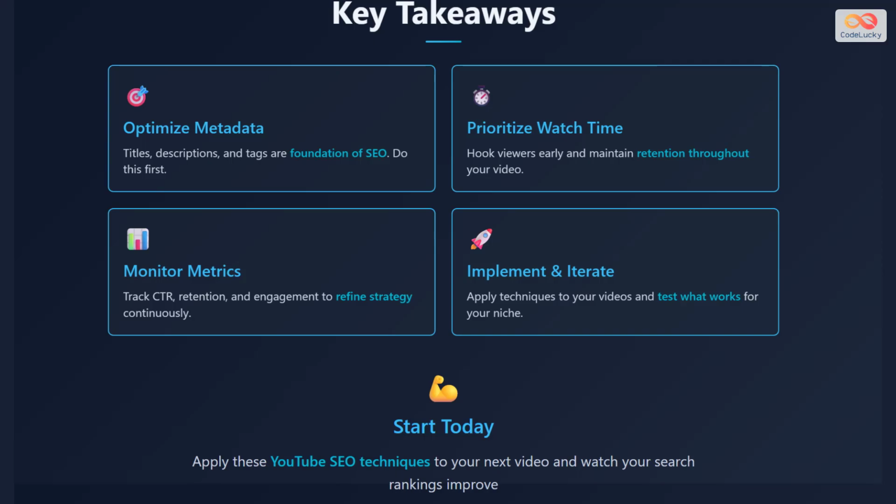Fourth, implement and iterate. Apply these techniques to your next video and test what works best for your specific niche. Start today by applying these YouTube SEO techniques to your next upload and watch your search rankings and channel growth improve significantly.